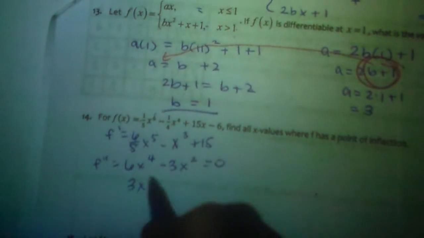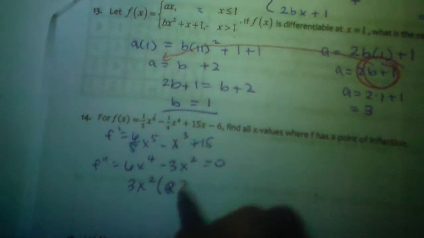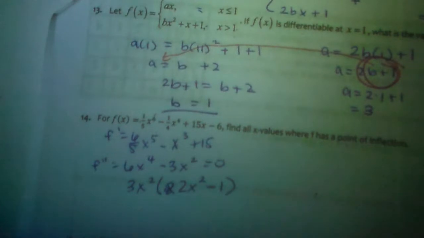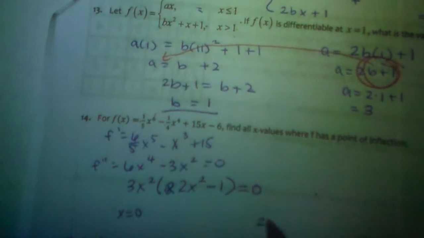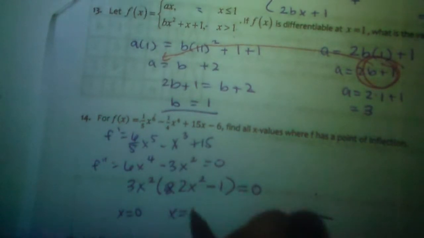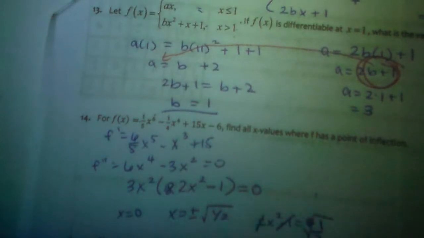Factor out 3x squared. This is 2x squared minus 1 equals 0. Okay. X equals 0 is this factor. If I set 2x squared minus 1 equal to 0, add 1 over, divide by 2, take the square root. That is x is plus and minus root 1/2.